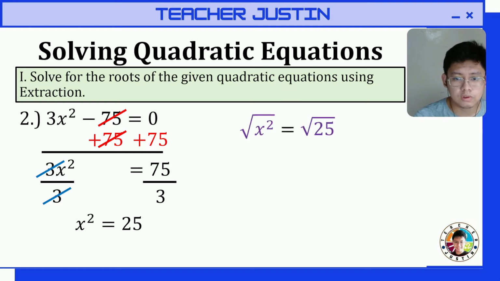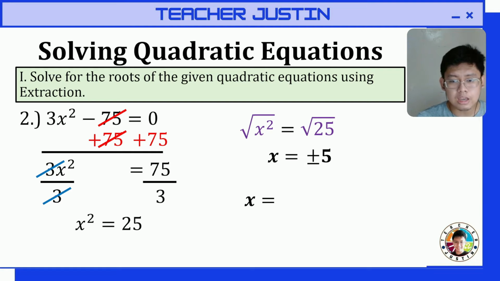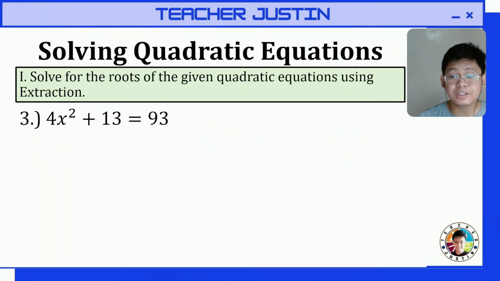So we get the square root of x squared and the square root of 25, applying the square root property. So the square root of x squared is equal to x, and the square root of 25 will be equal to positive and negative 5. Now take note, if you apply the square root property, we will get both positive and negative roots. So our final answer will be x being equal to negative 5 and positive 5. And that's it. Ta-da! Alright. Okay, let's proceed to our third item.